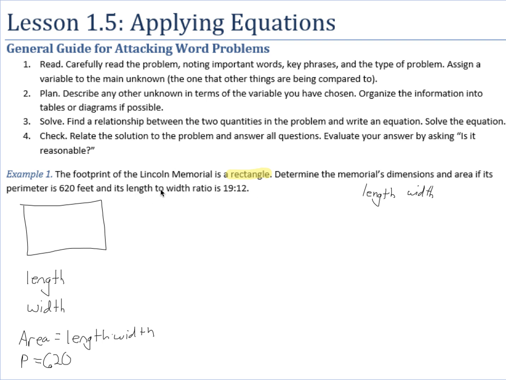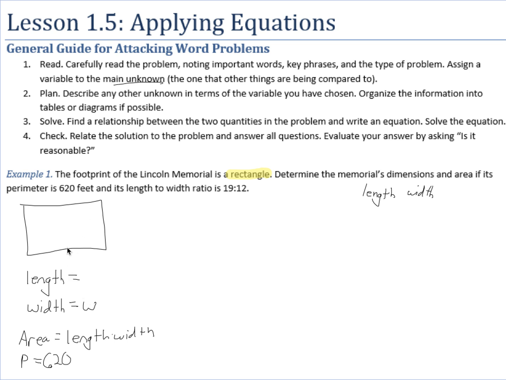So we read through, we need to come up with a variable. And we're comparing the length to the width. So we're actually going to let W equal width. So that's going to be our main variable. I kind of wrote that in a different order. It was written second here, but we're going to assign our main unknown the variable of W.